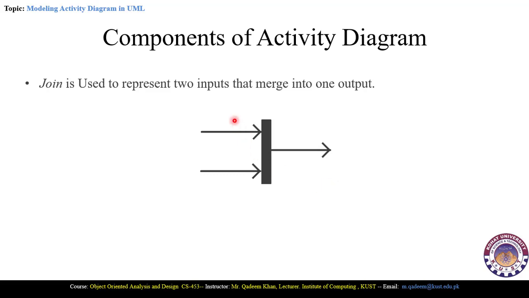And also we have the join component in the activity diagram, which is used to represent two or more than two different inputs which are merged into one output. So for example, username and password are two different inputs, and when these inputs go to the login page, then the login will be performed. So two or more than two inputs are merged into each other to create one output.